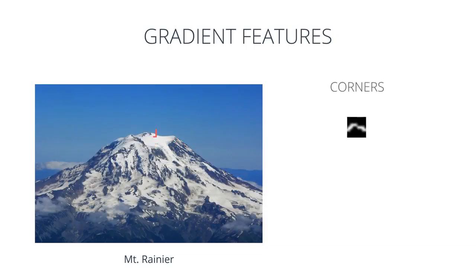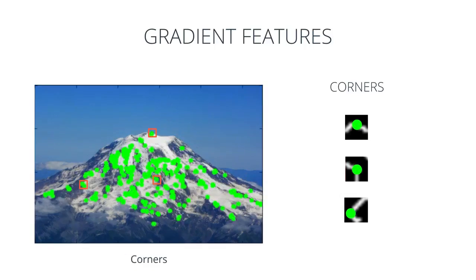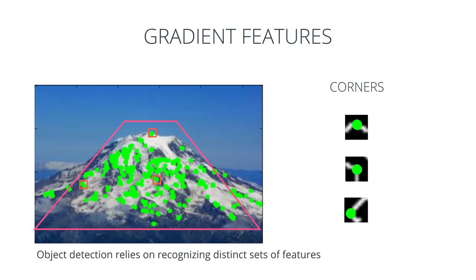Now you've seen that corners are good, unique features that can help identify certain points on an object. And this is a great example of how object structure and image gradients can be useful in feature recognition. But if we're interested not only in feature points like corners, but in whole object detection, we have to look at distinct sets of features, often called feature vectors.